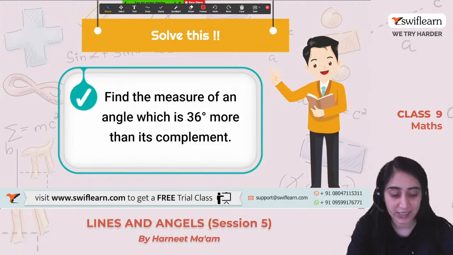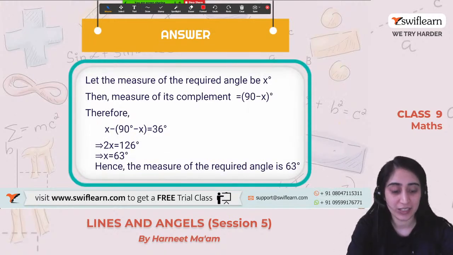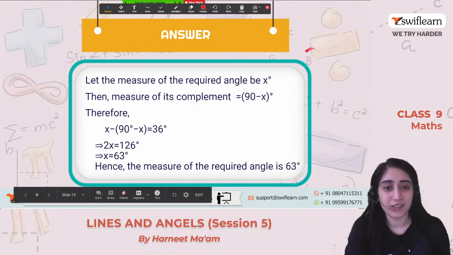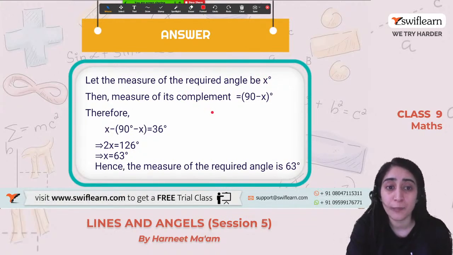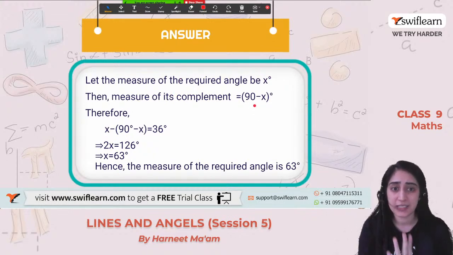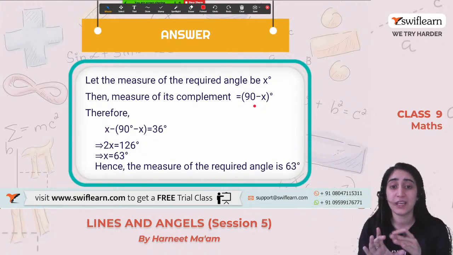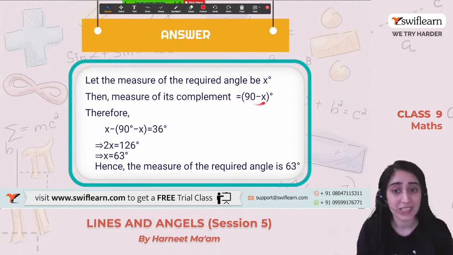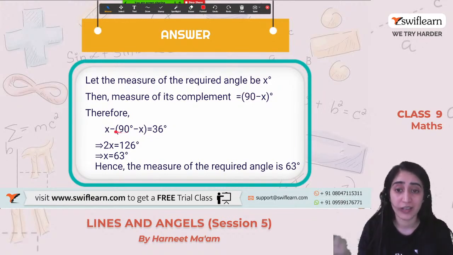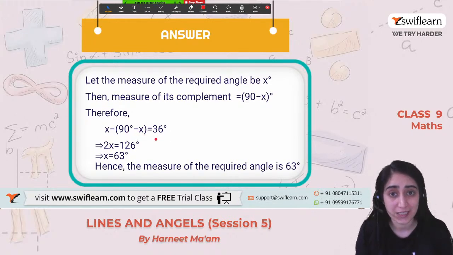Okay, I got answer 126 degrees. Let's see how. Student, it says let us suppose the angle to be x. Then the measure of its complement will be 90 minus x. That is clear. If one is x, we have to make its complement, so it would be 90 minus x. Clear? Now, because it's saying it's more, when I subtract x minus (90 minus x), I get the value of 36 degrees.